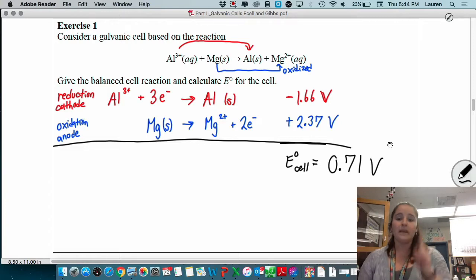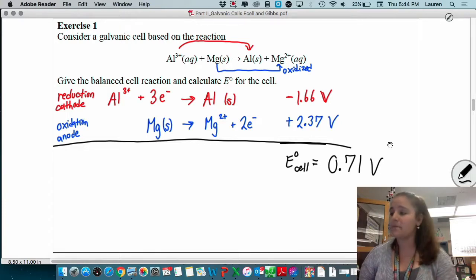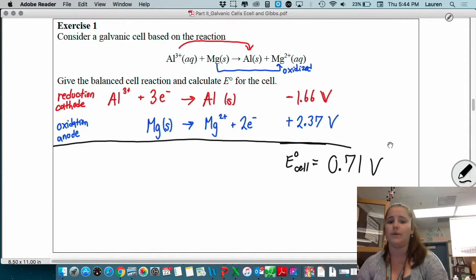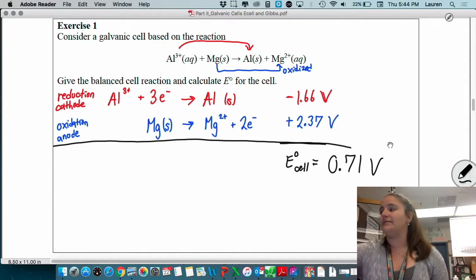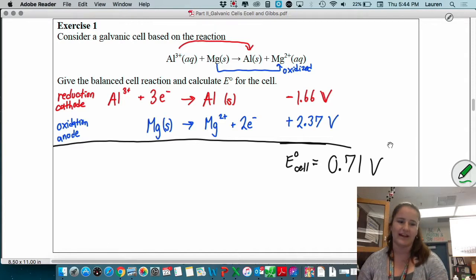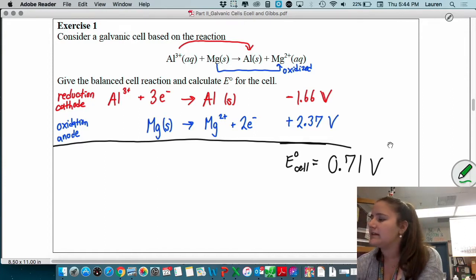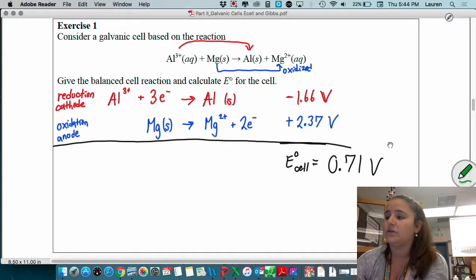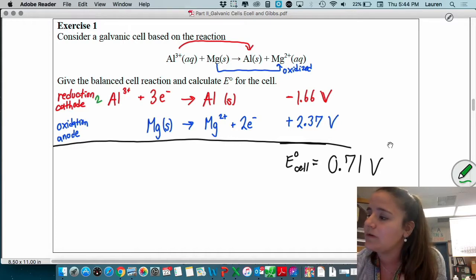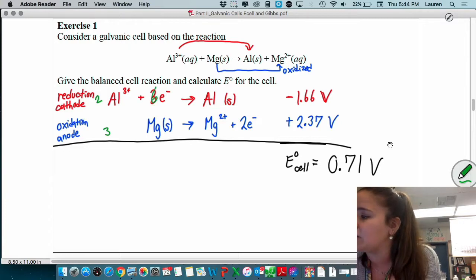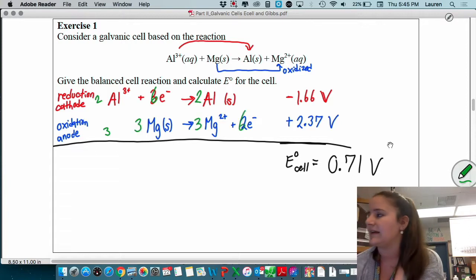Okay, but we are not done yet. They want the balanced cell reaction, so the whole reaction that's going on. In order to do that, we have to make sure these electrons cancel out, because we don't write electrons in overall cell reactions. So, let's see. We have 2 electrons here and 3 electrons here, so we're going to have to make that 6 electrons, which means we're going to have to multiply this whole thing by 2 and this whole thing by 3. So we have 2 aluminum 3+, 6 electrons, 2 aluminum solids. This one got multiplied by 3, so 3, 3, and 6.